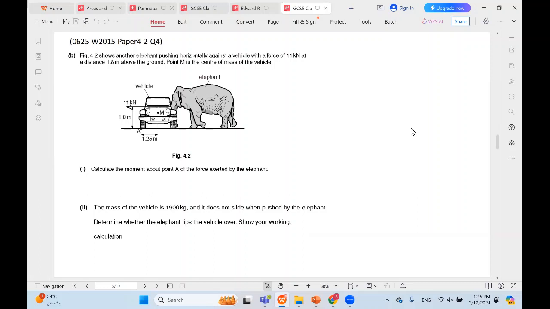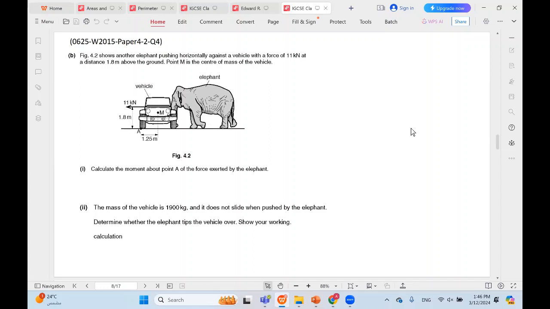In the figure, another elephant is shown pushing horizontally against the vehicle with a force of 11 kilonewtons at a distance of 1.8 meters above the ground. Point M is the center of mass of the vehicle. Calculate the moment about point A of the force exerted by the elephant.